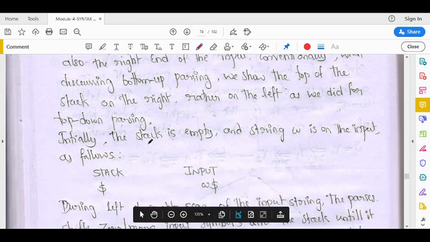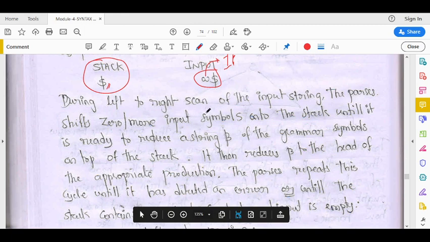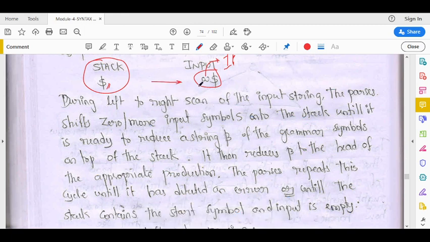Initially the stack is empty, in the sense I have only dollar. And starting with the input, as I said, we start with W dollar. W is the input. During the left to right scan of the input string, that means I move from left to right towards the dollar, the parser shifts zero or more input symbols onto the stack. From the input I push it towards the stack, until it is ready to reduce a string beta of grammar symbols on top of the stack.